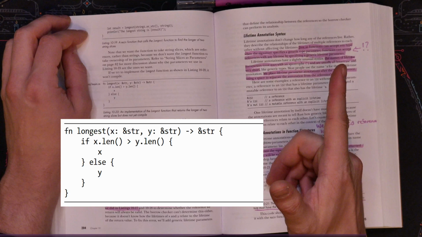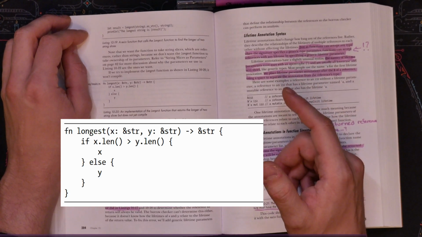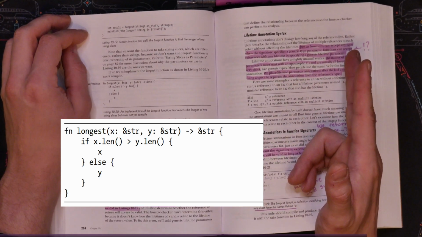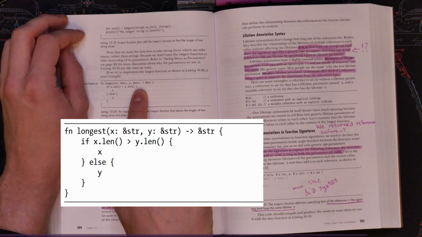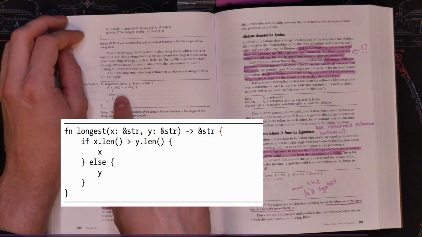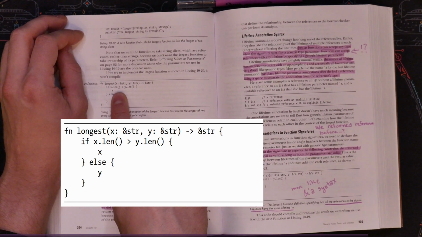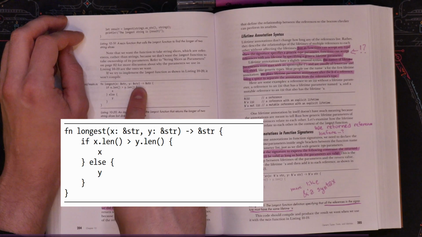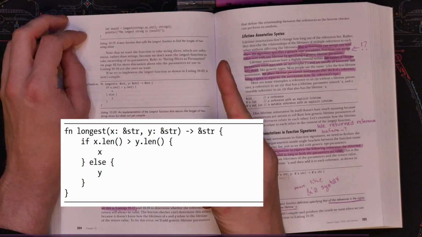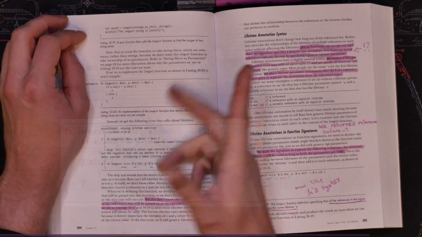Now rule 2, do we have one input? Nope. Okay, rule 3, are we talking about a method? Nope. Our output reference is not clear. Is it related to x? Is it related to y? We don't know. We as humans can look at this and say, we don't know whether or not x is longer than y when we write this function. So yeah, we need to concern ourselves with both x and y. We have one lifetime. It's related to both the inputs. The compiler doesn't know that.